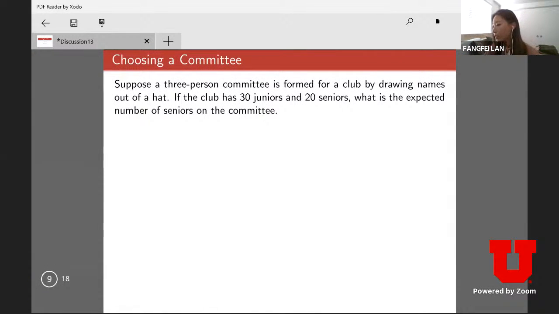It's just never ends. Okay, suppose a 3-person committee is formed for a club by drawing names out of a hat. If the club has 30 juniors and 20 seniors, what is the expected number of seniors on the committee?